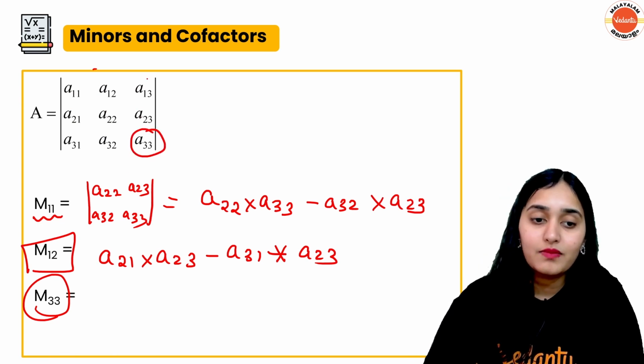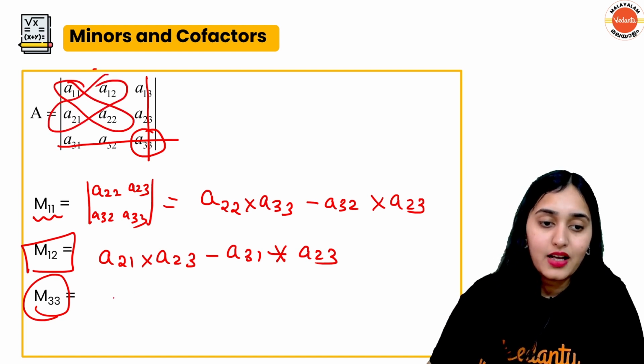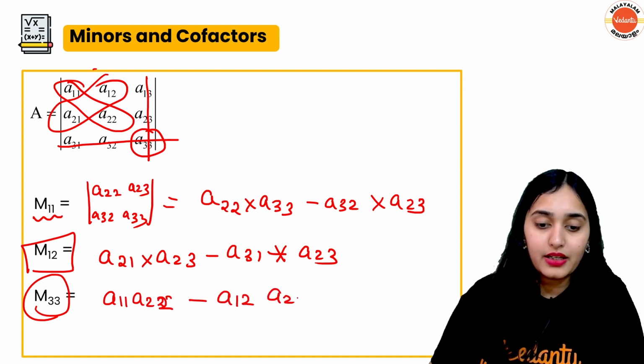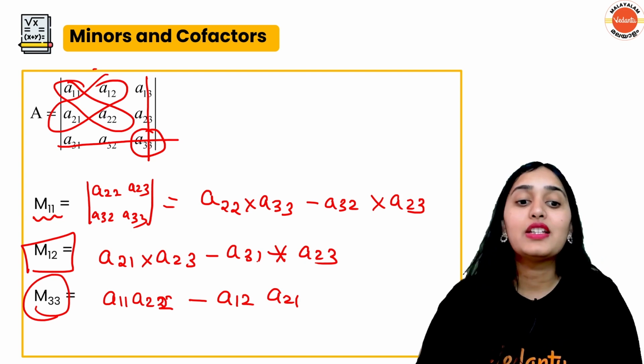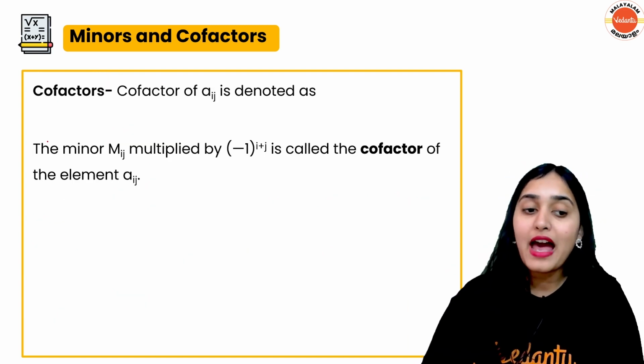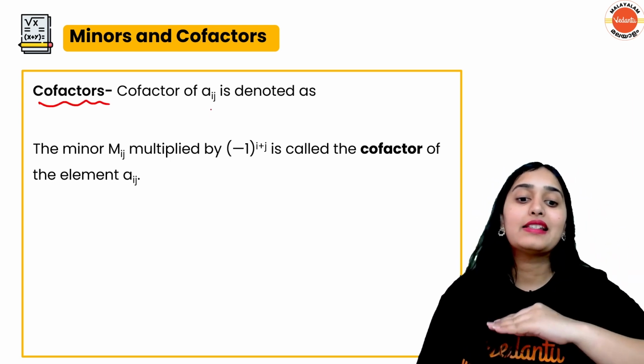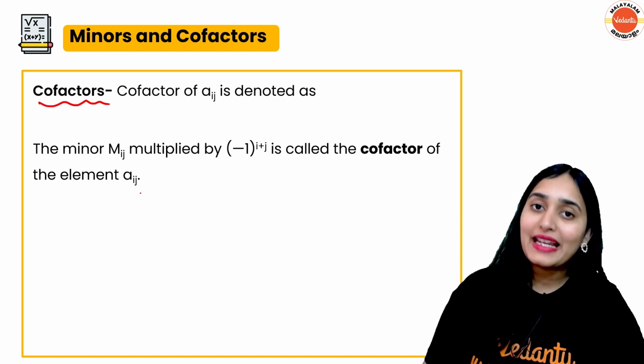A33 minor, remove the column, remove the row, multiply this, subtract. So A11 into A22 minus A12 into A21. That's it. So this is minor of the matrix. Now similarly, you have cofactor of the matrix. Now cofactor is very, very similar to minor of the matrix.